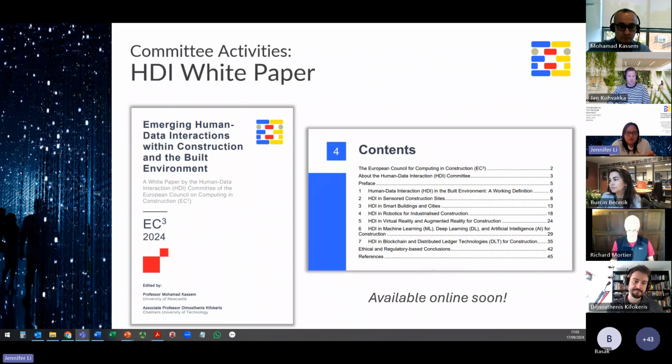We've been through quite a rigorous review process, and you can see here we're pushing out this first white paper for the committee that looks at human data interaction across a number of fields. We started with identifying what HDI is for the built environment. We have a working definition for that. And then we looked at HDI in the context of a number of different areas.